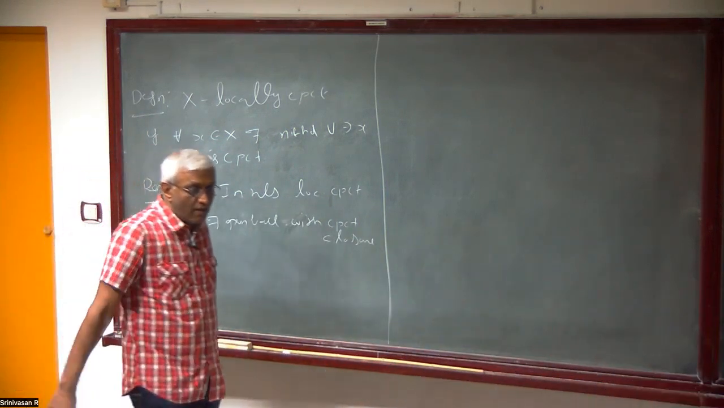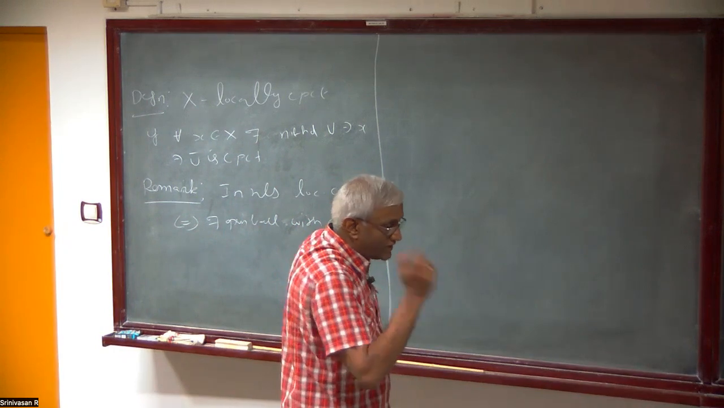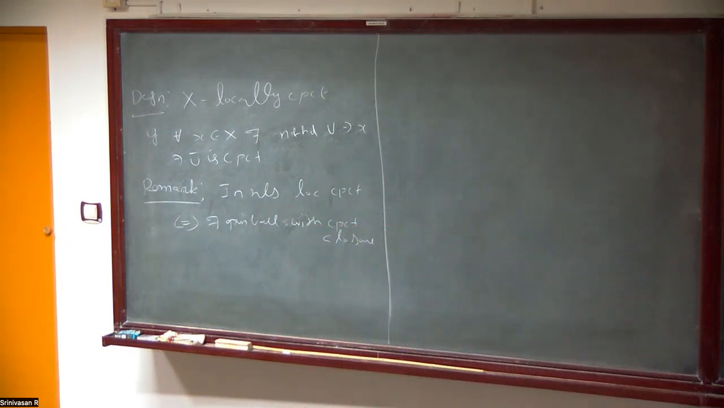When you have a locally compact space, you can compactify it by adding one single element, which is called the compactification.